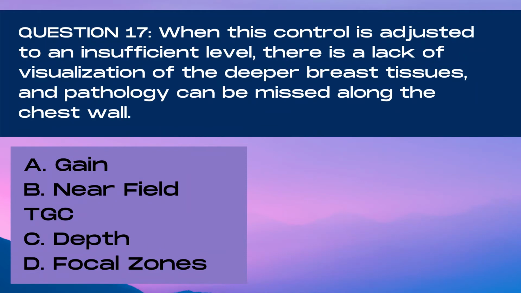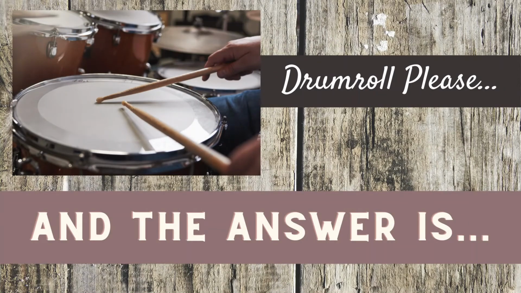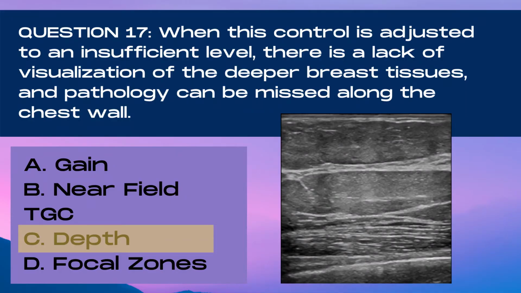Question 17. When this control is adjusted to an insufficient level, there is a lack of visualization of the deeper breast tissues, and pathology can be missed along the chest wall. A. Gain, B. Near field TGC, C. Depth, or D. Focal zones? And the answer is C.